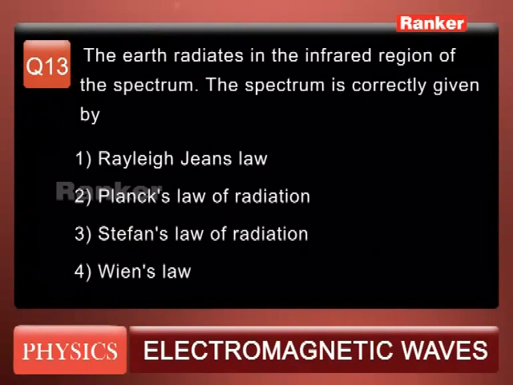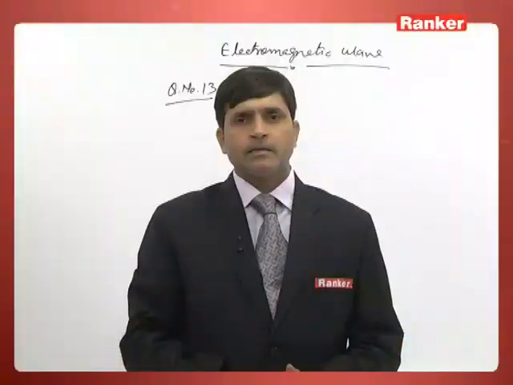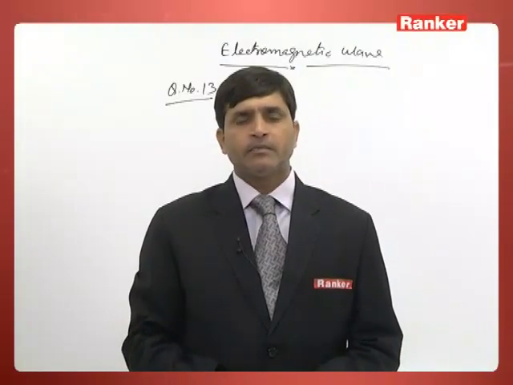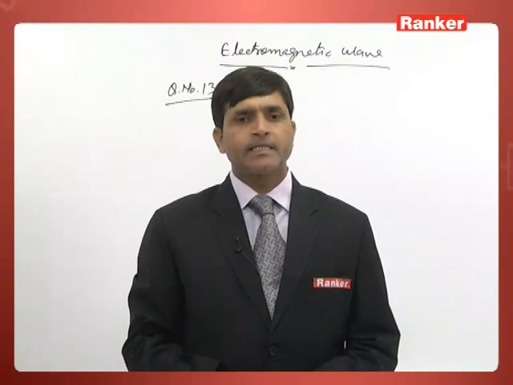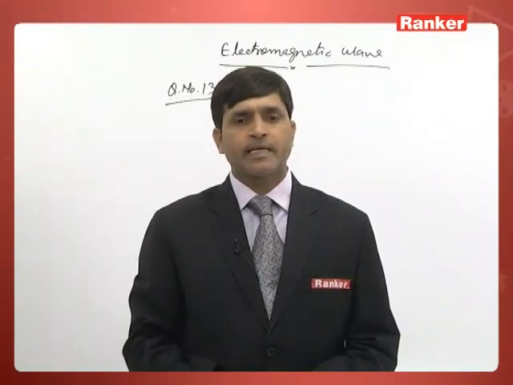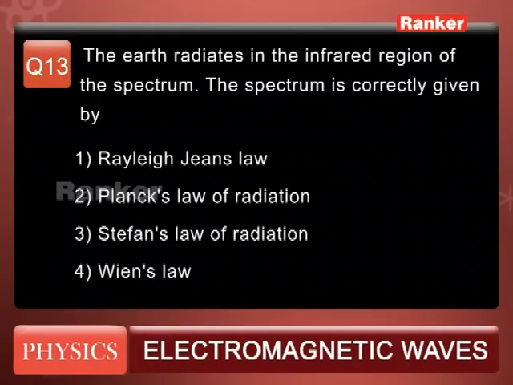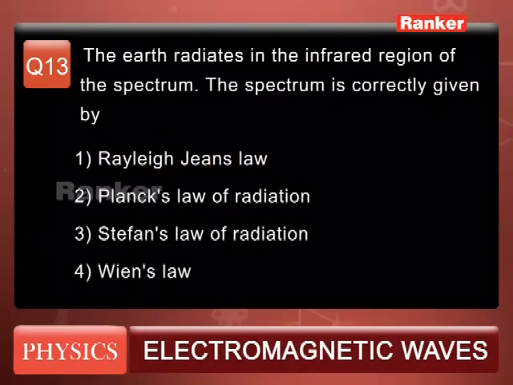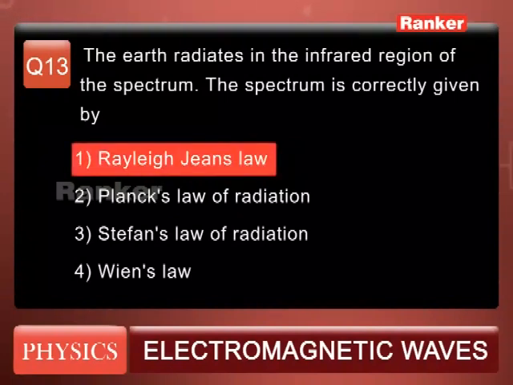Question number 13. The Earth radiates in the infrared region of the spectrum. The spectrum is correctly given by: first option Rayleigh-Jeans law, second option Planck's law of radiation, third Stefan's law of radiation, the fourth is Wien's law. So this is a direct question based on your memory. The radiation emitted by the Earth is correctly given by Rayleigh-Jeans law. So option number 1 is the correct answer.